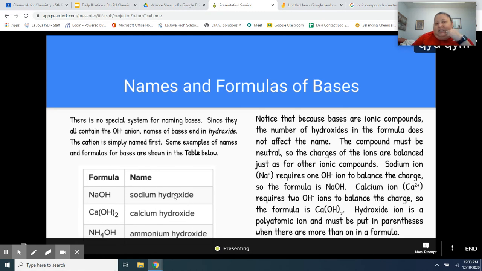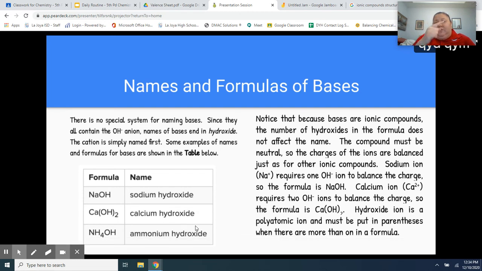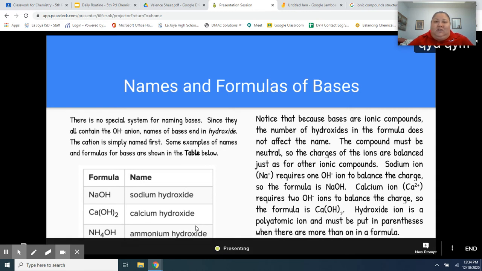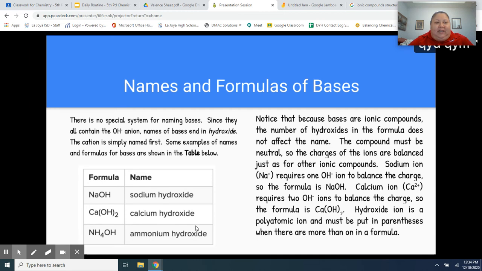Sodium hydroxide is like Oscar Mendoza. Calcium hydroxide is like Carolina Mendoza. And then the name of his dad, ammonium hydroxide, right? Let's say he's also Oscar Mendoza. Okay? It's like they're all part of the same family. They're all going to have the same last name. It's just the first name, the first part of your base, that will change. Okay? Is everybody clear on that?